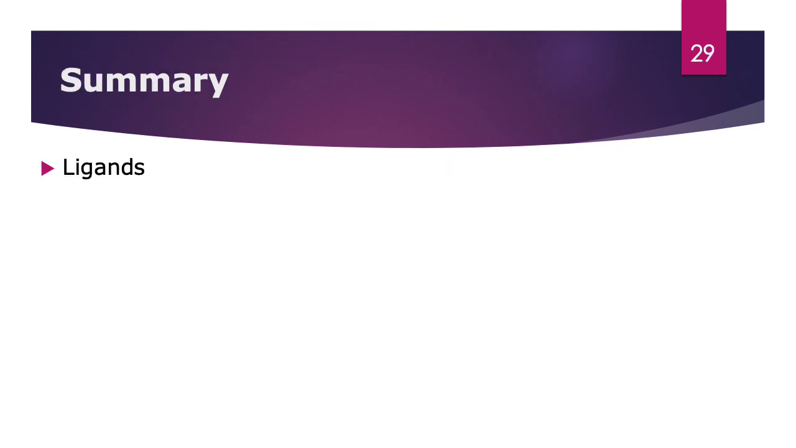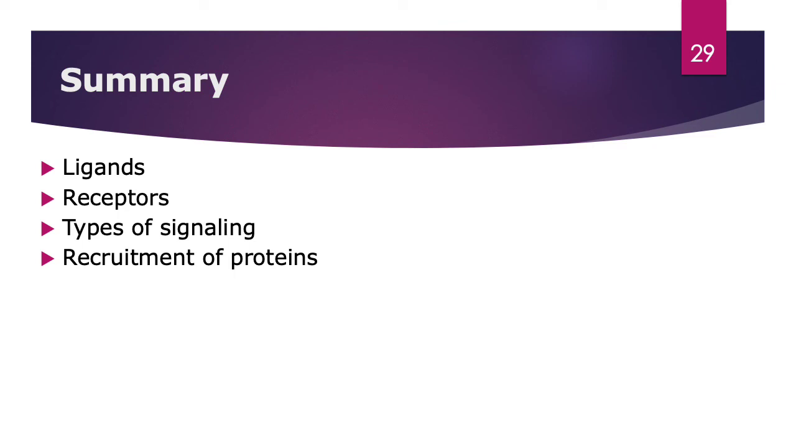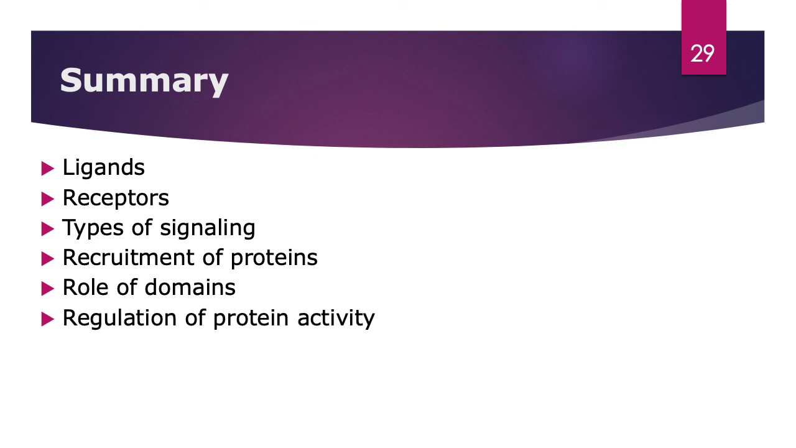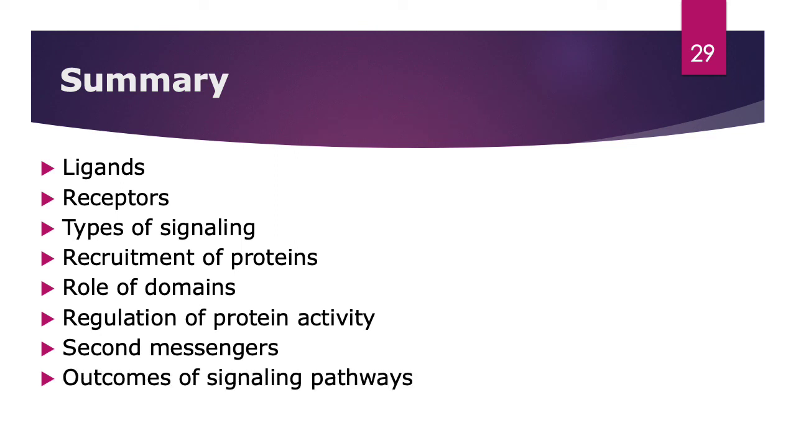With this, we come to the end of our talk, where we learned about what ligands are and what receptors are in the context of cell signaling. We learned about the different types of signaling like direct cell interaction, autocrine, paracrine, endocrine, as well as synaptic signaling. We also learned about the recruitment of proteins and the role of domains in protein-protein interactions. We learned about the regulation of protein activity and the role of second messengers in cell signaling. Finally, we looked at the outcomes of signaling pathways and saw a few examples of signaling cascades in action.